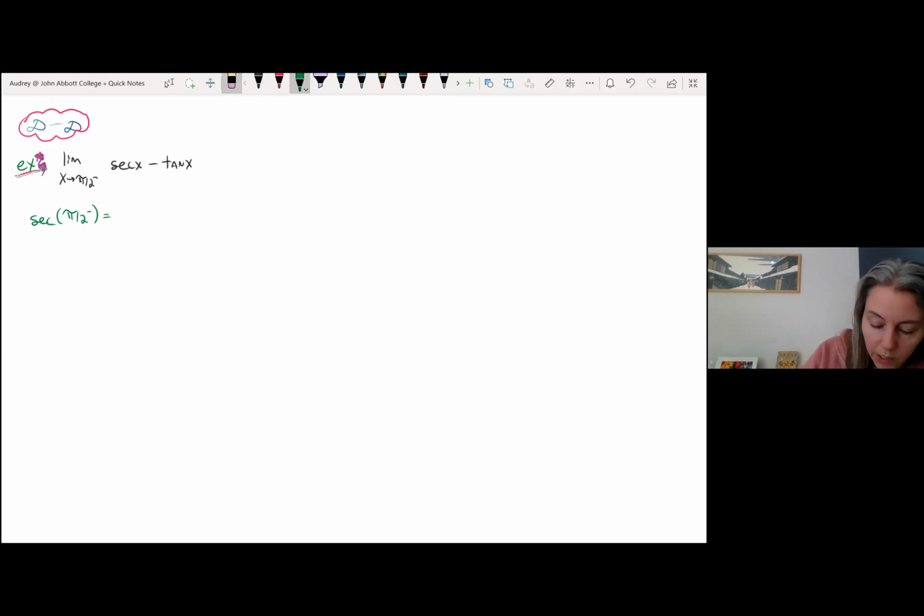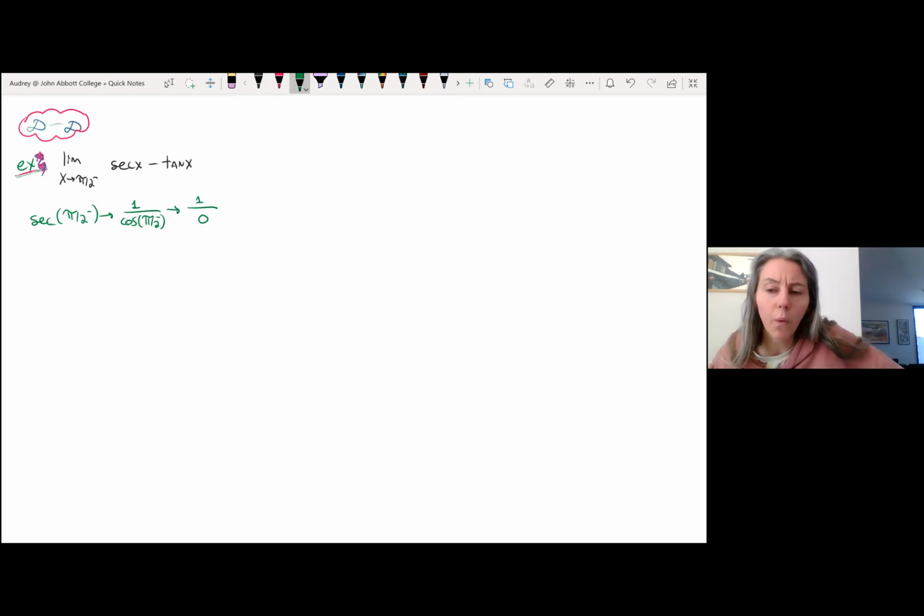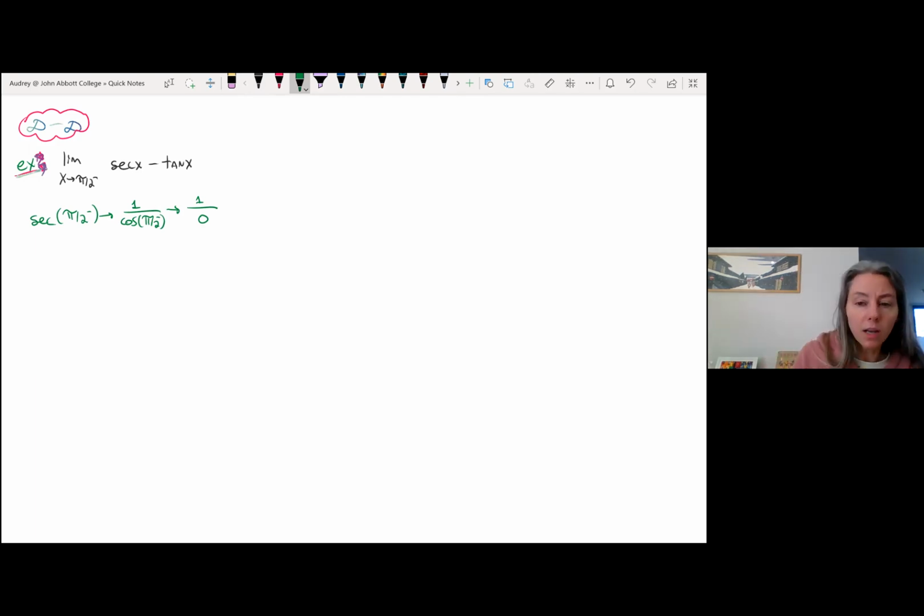And a good way to do this is to think of this as 1 over cosine of pi over 2 from the left. But I know that cosine of pi over 2 is 0. So this is going to give me infinity, but is it positive infinity or negative infinity? That question is really important to answer right now, because remember that signs matter with infinity minus infinity. Infinity minus infinity, indeterminate form. Infinity plus infinity, infinity, no problems.